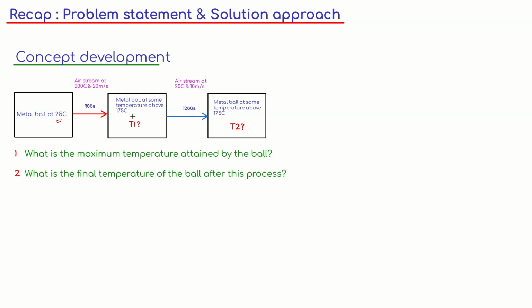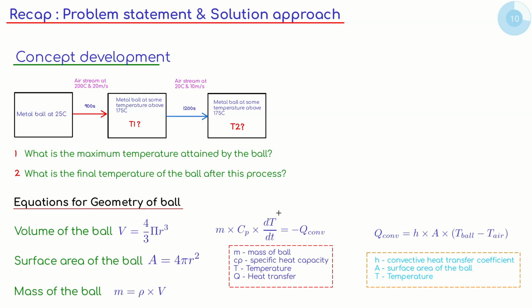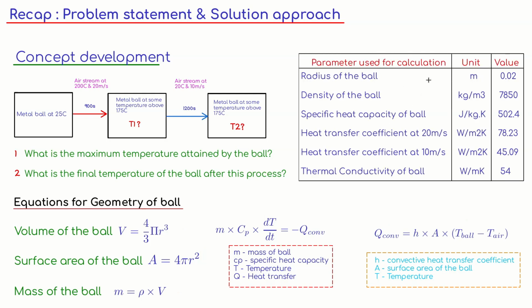Our objective was to find out what is the maximum temperature attained by the body and what is the final temperature after this process. We used two governing equations, one connecting the rate of change of temperature with the heat transfer, and the one connecting the heat transfer with the temperature difference between the ball and the surrounding air. This is known as Newton's law of cooling. Also, we used some basic equations to calculate the volume and surface area of the ball, and also we used density times volume for calculating the mass. Also, from various sources, we found the parameters that are necessary for calculating these values, such as the density, specific capacity, etc.